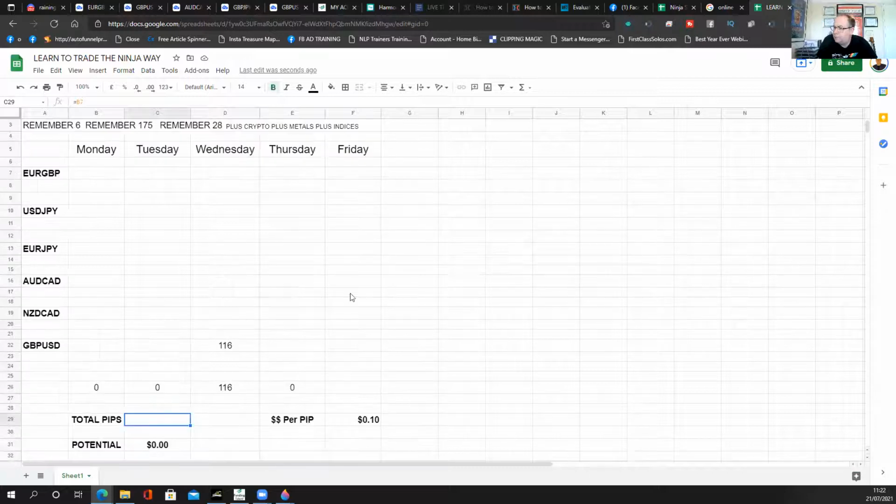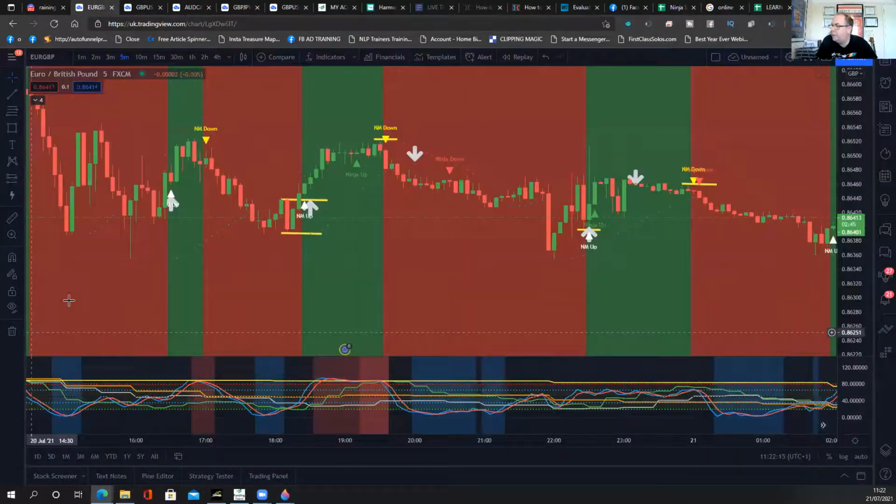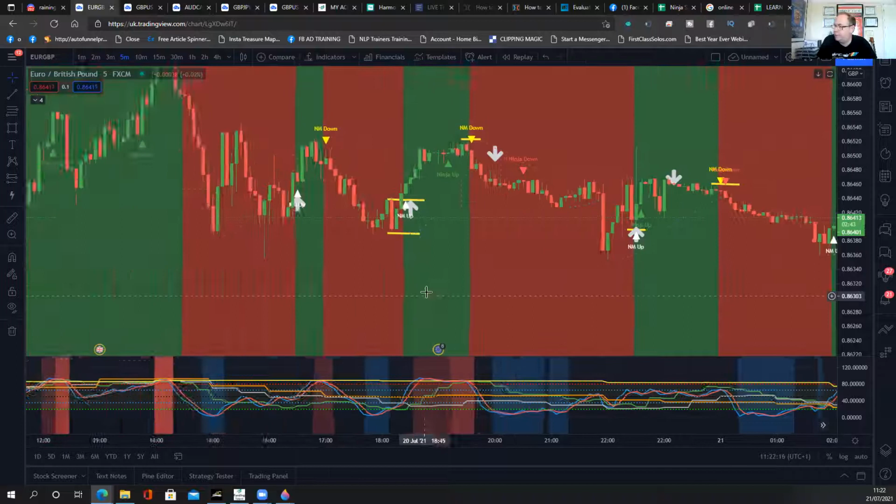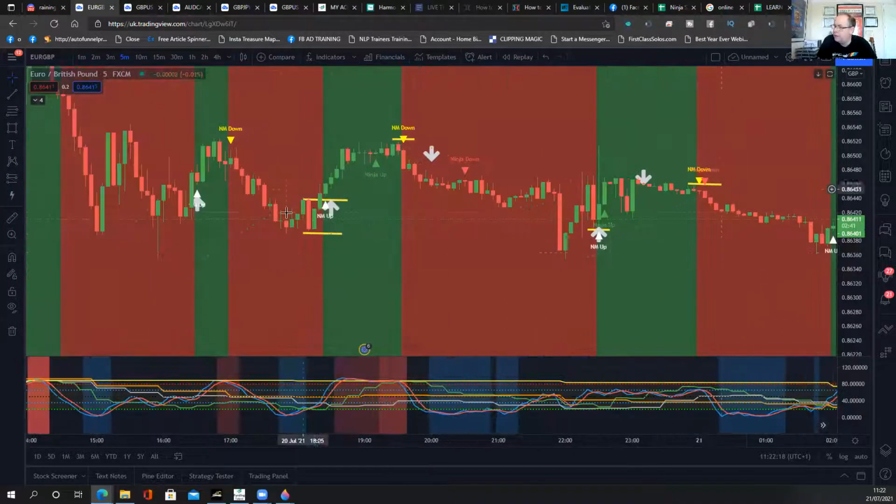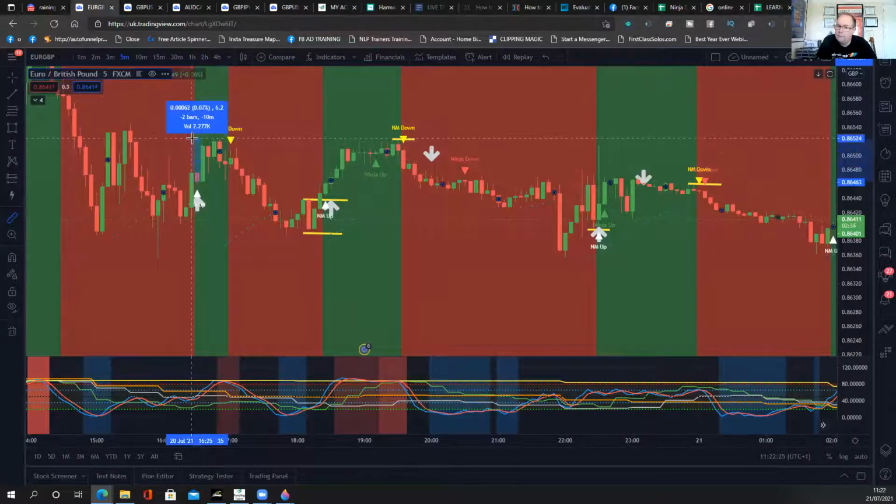Right, okay. Let's do Euro GBP. Now, this is on the 5-minute time frame. This is for serious scalpers. And I've put some arrows on here where the indicator alerts were. So this one, you'd have got in there looking for 5 pips on a 5-minute time frame, to the top of that wick, 6.2.